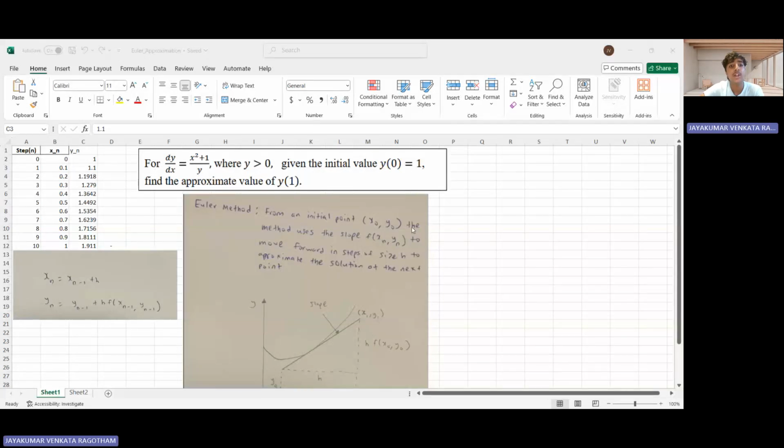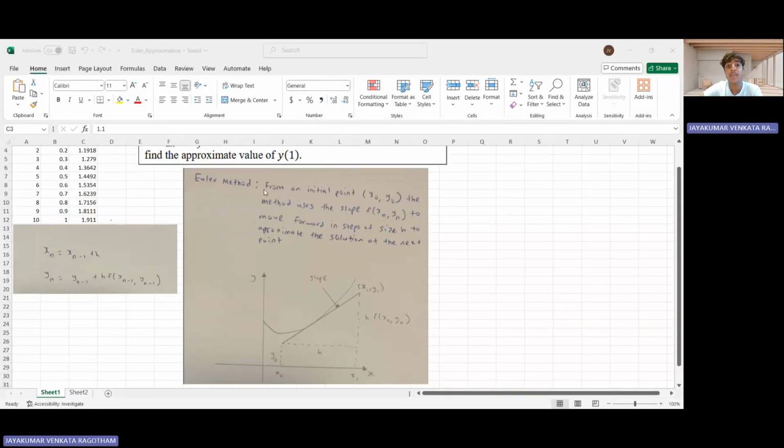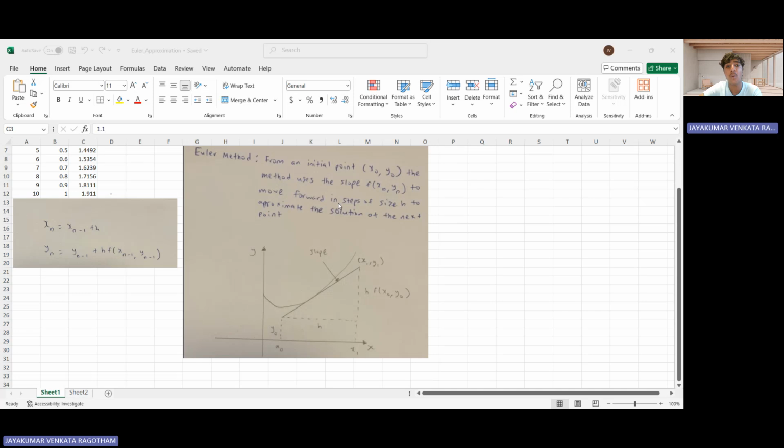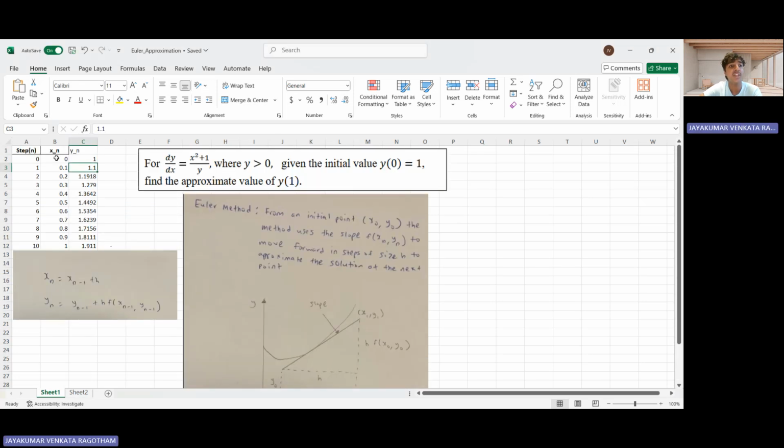Euler method basically means that from an initial point x naught, y naught, the method uses the slope that I've drawn over here on the graph to move forward in steps of size h to approximate the solution at the next point. So this graph over here basically explains how Euler method works. Now I'll move on to how I've derived these values over here.